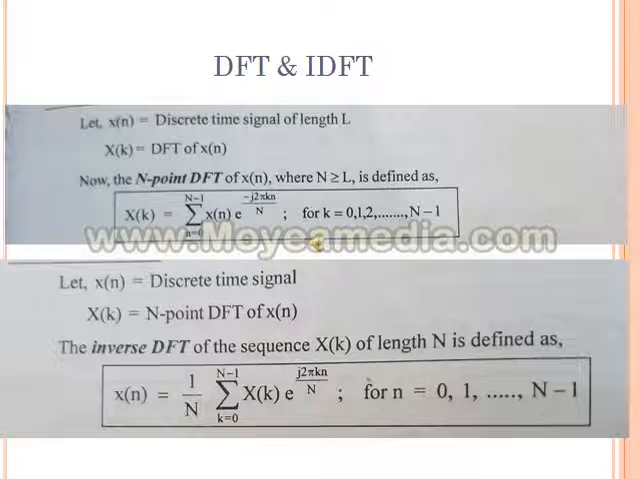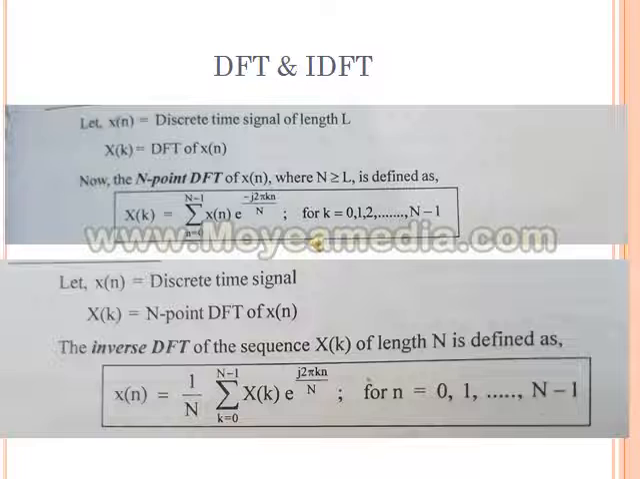Now the N-point DFT of sequence x[n] is given by this mathematical expression: capital X[k] is equal to the summation n equal to 0 to N minus 1, x[n] e raised to the power minus j 2 pi k n by capital N. Note that here k has values 0, 1, 2 and up to N minus 1.